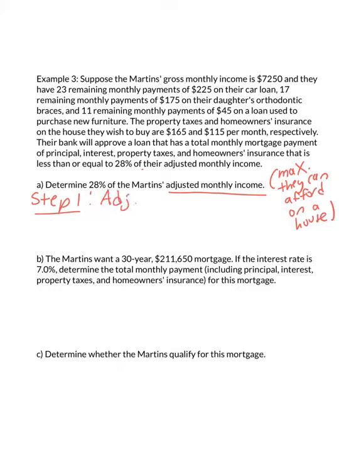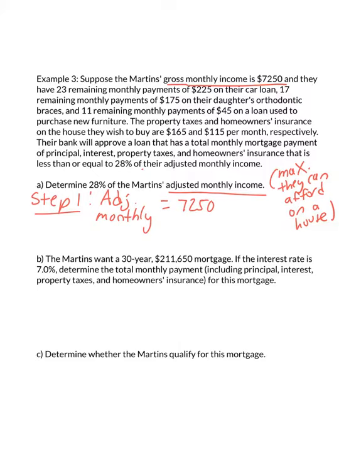I'll abbreviate it ADJ, adjusted monthly, equals. So you're just going to simply look at the first couple of sentences in these word problems and look up how much are they bringing in. Well, their gross, that's the amount before taxes, is $7,250. So take their monthly gross and subtract all of the monthly payments they're currently paying.